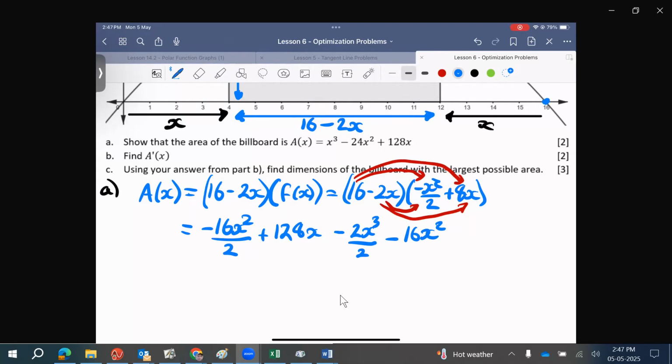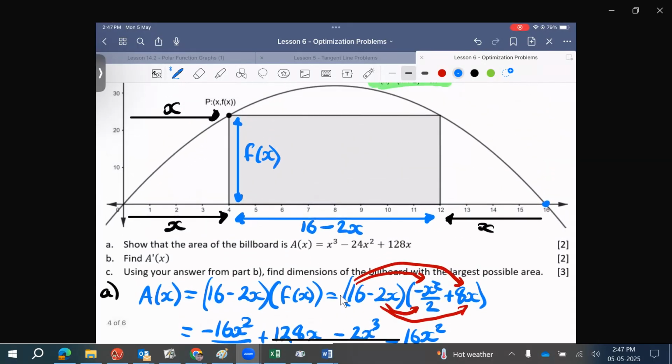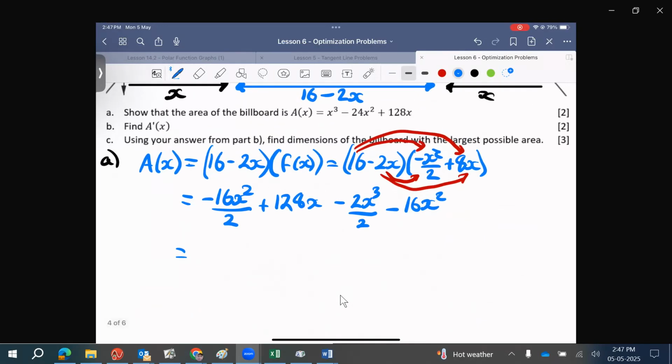Collect together the like terms, rearrange into standard form. So firstly, we've got minus, there we go. I see why I'm getting it wrong. This should be plus. We have a minus sign there and a minus sign here, so that should give us 2x cubed. That's right. Okay, started spotting an error.